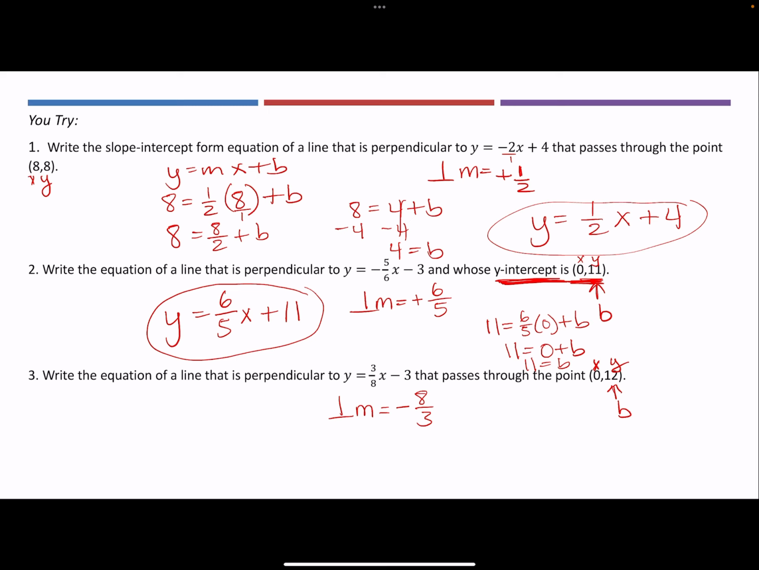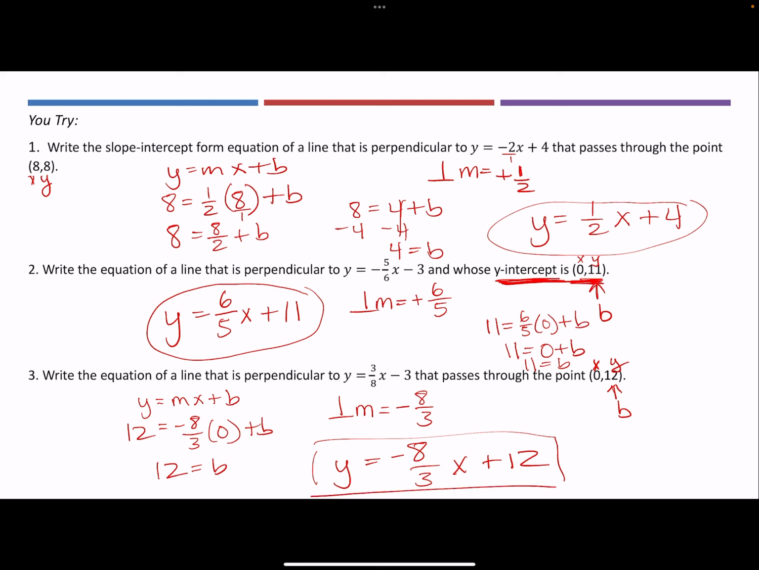This is x, this is y, and you're going to plug into y equals mx plus b. But even if you do that, 12 is equal to negative 8 over 3 times 0 plus b. But negative 8 over 3 times 0, like we said before, is 0. And so we have 12 is equal to b. So putting it all together, y is equal to negative 8 over 3 x plus 12. There's my equation.